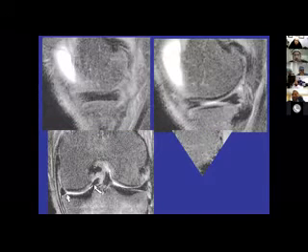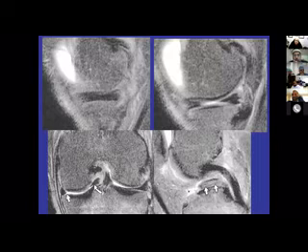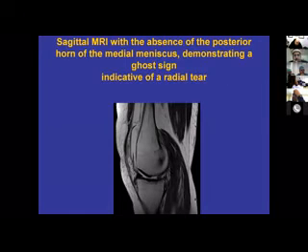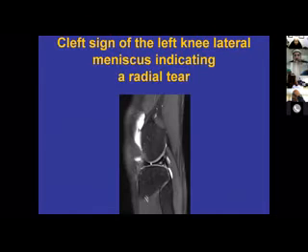So a classical double PCL sign on the MRI of that of a bucket handle tear. Truncated cartilage sign revealing a radial tear of the lateral meniscus in this picture. A ghost sign again can sometimes be indicative of a big radial tear. Cleft sign of the left knee, lateral meniscus again indicating a radial tear.